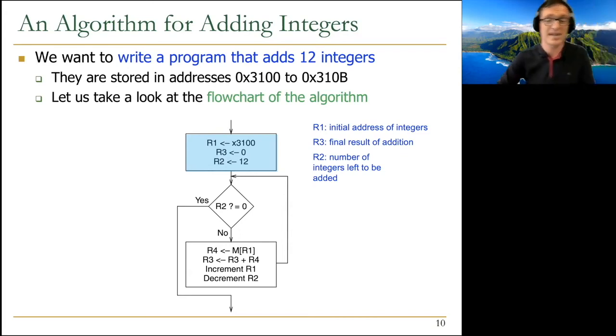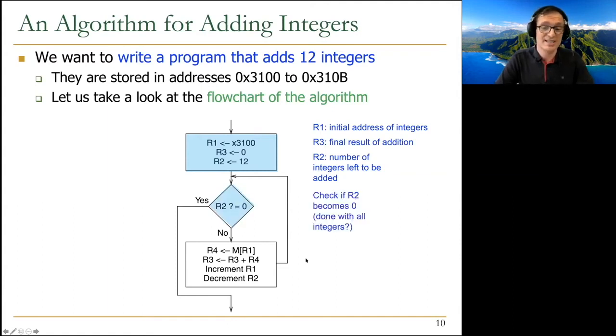Almost always algorithms have initialization parts, and that's what we're going to do over here. And then the first step is to test whether R2 is equal to 0, meaning whether we have any integers left to be added. If it's not equal to 0, then we do the addition. If it is equal to 0, which means that we've reached the end of all the integers to process, then we get out of the loop and do whatever else, maybe output this to a screen, for example. So basically, are we done with all integers? That's what this is checking.